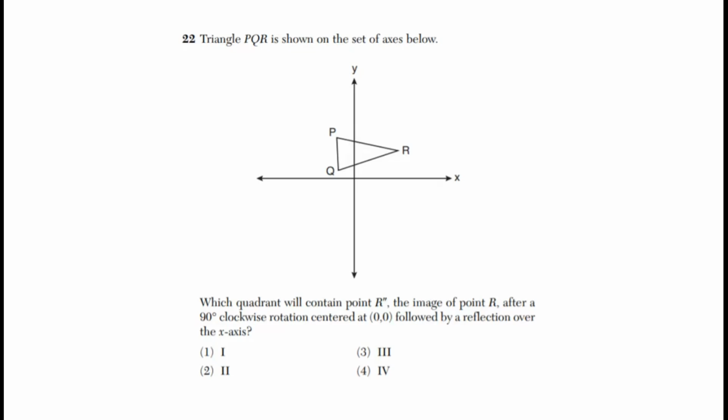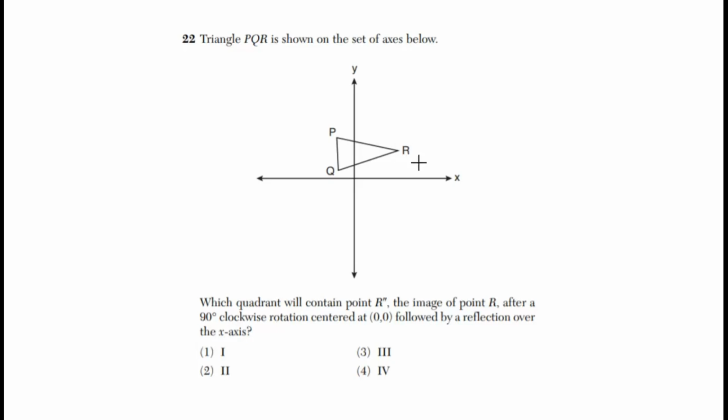All right, a little more rotations and fun stuff. Basically, we want to know what quadrant is R double prime, the image of R. After we do some stuff to R, move it around a little bit, what quadrant is it going to be in? We're looking specifically at R and saying, all right, 90-degree clockwise rotation, I'll show you a quick trick for that, followed by reflection over the x-axis.